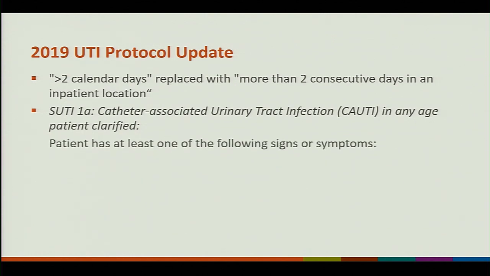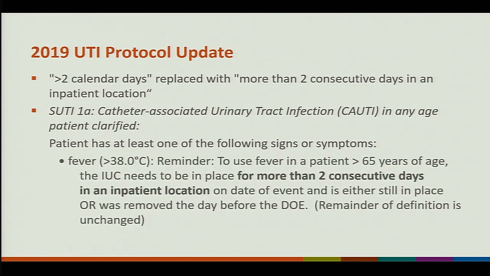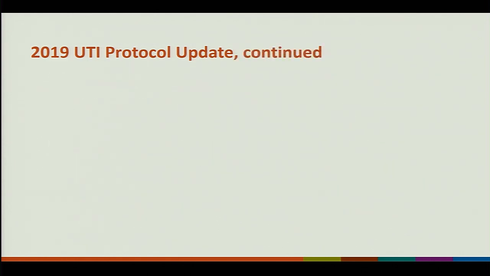Under this statement, patient has at least one of the following signs or symptoms. We have a reminder here for fever. To use fever in a patient greater than 65 years of age, the IUC needs to be in place for more than 2 consecutive days in an inpatient location on the date of event and is either still in place or was removed the day before the DOE. The remainder of the definition is unchanged.